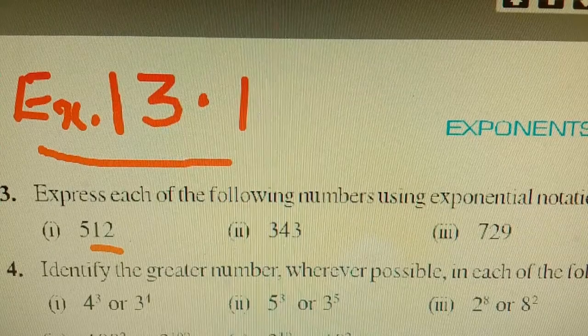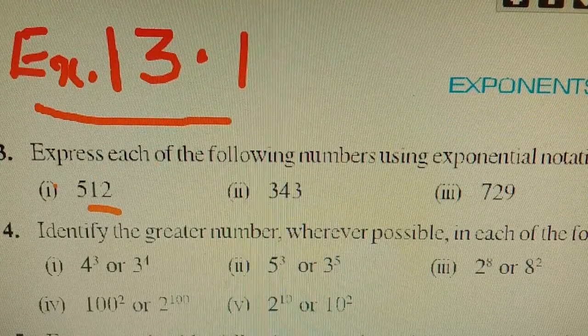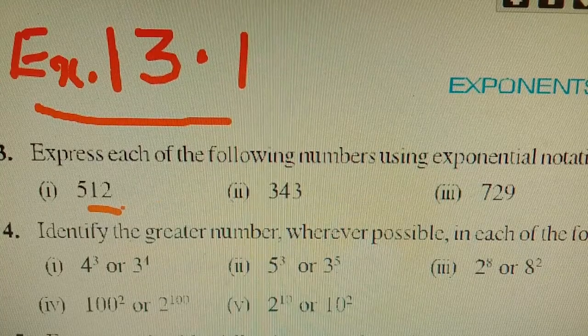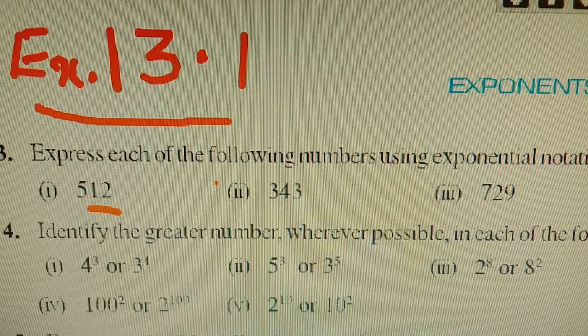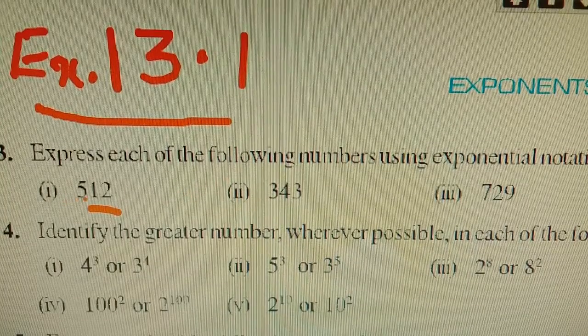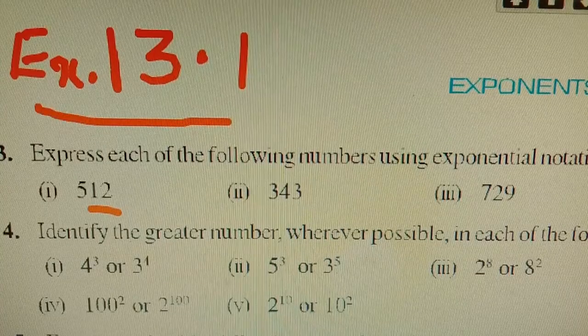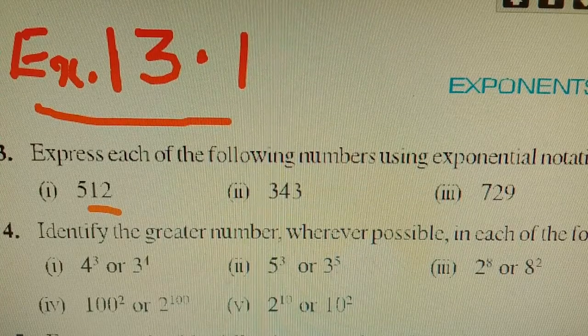Okay, we can continue. Exercise 13.1. Now it is question number 3. First question: express each of the following numbers using exponential notation. So 512, that is the number. How can we write that 512 as an exponential form?